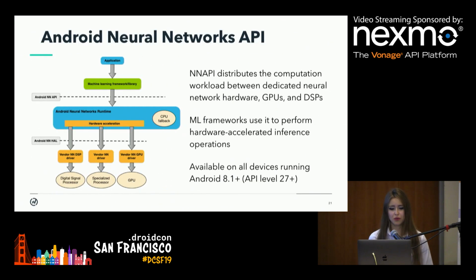But I also wanted to say a few words about the Android Neural Networks API. Although we as app developers don't really need to know about it in detail so much, I think it deserves a mention. So what it does is distribute the computational workload between specific neural network hardware units on your device. So that'll be GPUs and digital signal processors. And machine learning frameworks like TensorFlow Lite will be using it to perform hardware-accelerated inference operations. And it's available on devices running Android starting from 8.1.